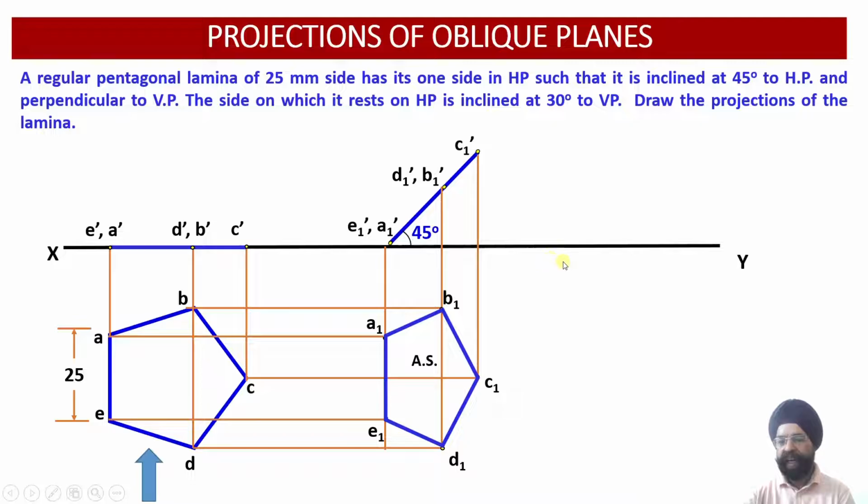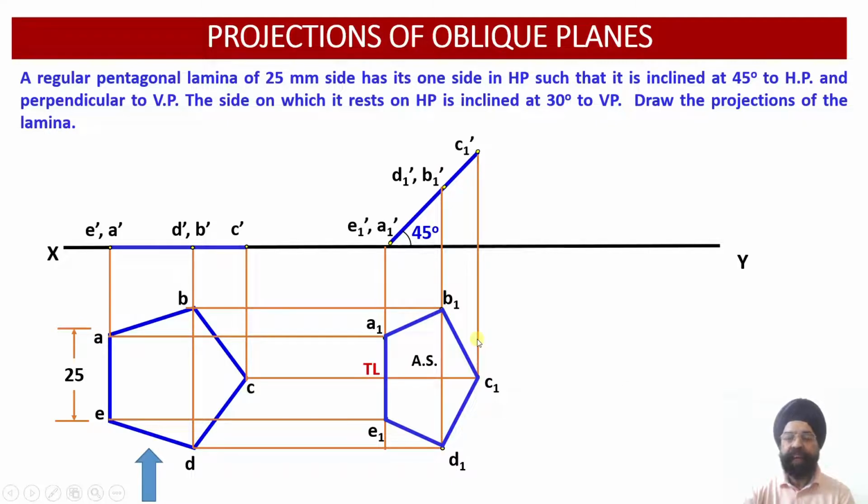You see here, I'll draw a locus projector over here at an angle of 30 degree, and then I will transfer this picture over here such that the side on which it rests on HP, which is the side, please check, A1, E1. So A1, E1 is the side on which my lamina is resting on the horizontal plane. So I have to tilt this lamina in such a way that this edge A1, E1 will be inclined with respect to the vertical plane at an angle of 30 degree.